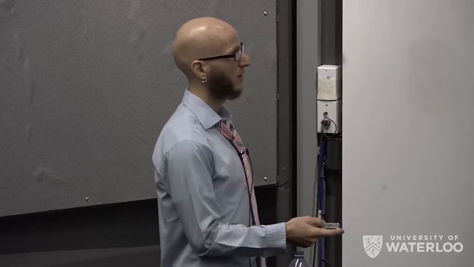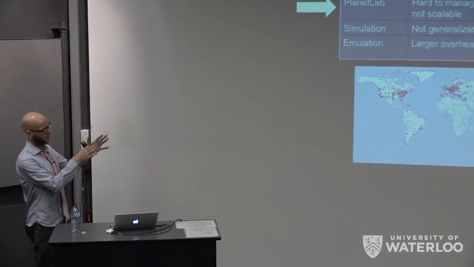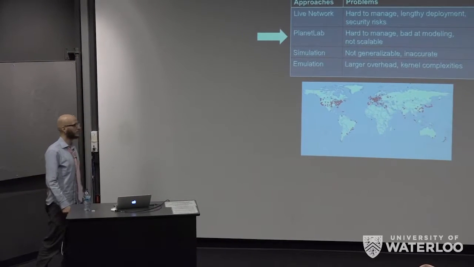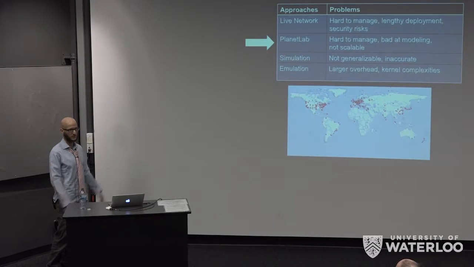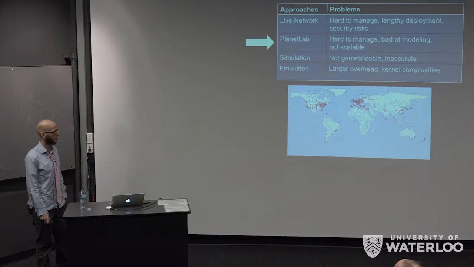You could do something like Planet Lab. Planet Lab is a distributed research network. Planet Lab nodes are run by host institutions, usually universities or research centers. This graph shows a red dot every place in the world where a Planet Lab node exists. Because Planet Lab is this sort of distributed network of machines, it's similarly hard to manage. Basically, you get SSH access into all of these machines, and then it's up to you to configure them and to launch your experiment over those machines.